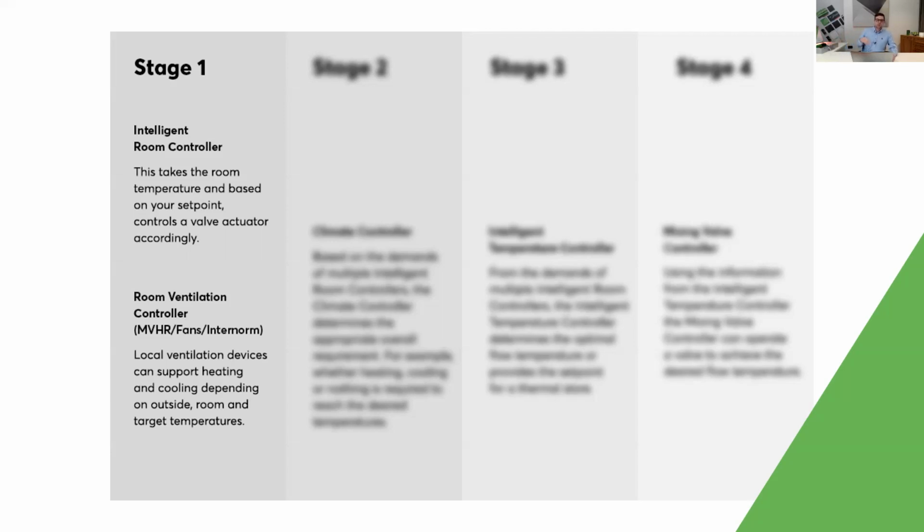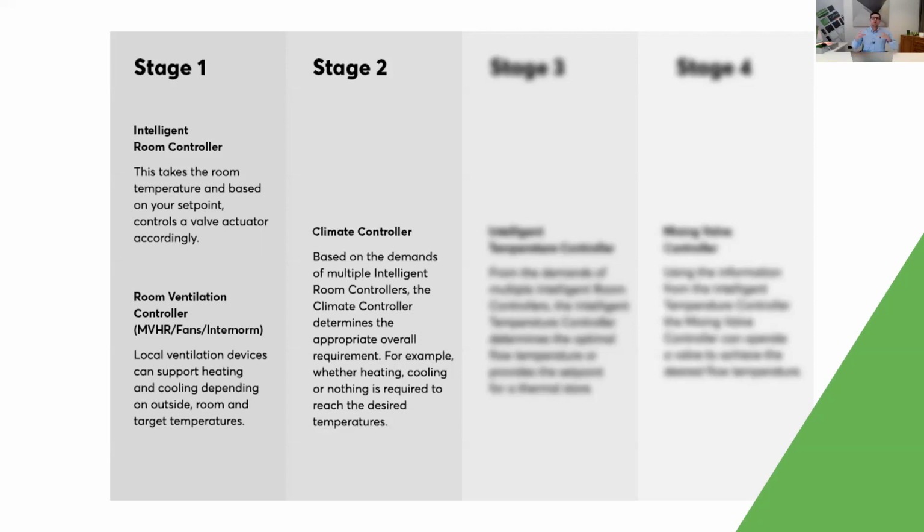In this same stage, we also have the ventilation controller. So the ventilation controller, we won't really cover in this webinar, but that would be if we were also doing MVHR control within this system as well. Once we've handled the room by room control, we move over to stage 2. Stage 2 is the climate controller.